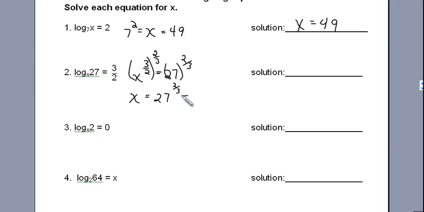Again, rewrite that fractional or rational exponent. That means you've got the cube root of 27, all of that squared. Cube root of 27 is 3. So that becomes 3 squared. And now we see that x is 9.